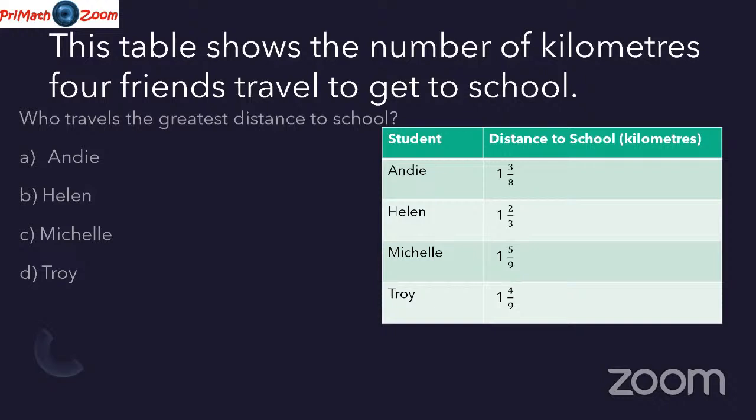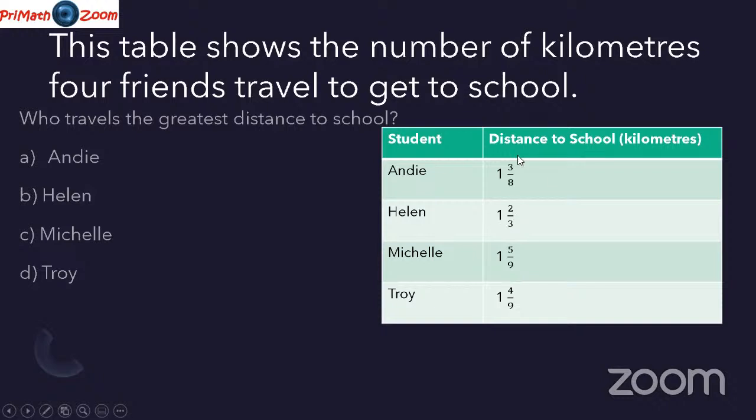So the table shows the number of kilometers these 4 friends, Andy, Helen, Michelle, and Troy, travel to get to school. Andy travels 1 3/8 kilometers. Helen travels 1 2/3 kilometers. Michelle travels 1 5/9 kilometers. Troy travels 1 4/9 kilometers.